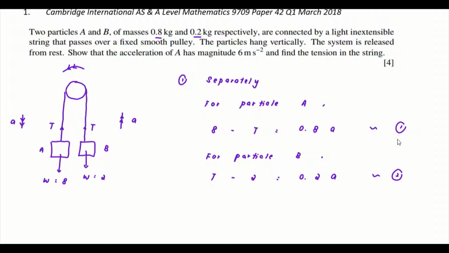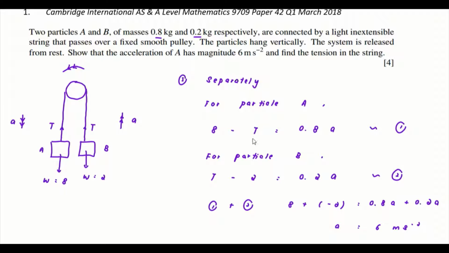By having equation 1 and 2, now we can solve it. I think we can just add them together. This is part 1, so as not to confuse with this. The first equation plus the second equation, I have negative T plus T. Then 8 plus negative 2 equals 0.8a plus 0.2a. So from here I can get a. So a will be equal to 6 meters per second squared. So you see, I proved it.